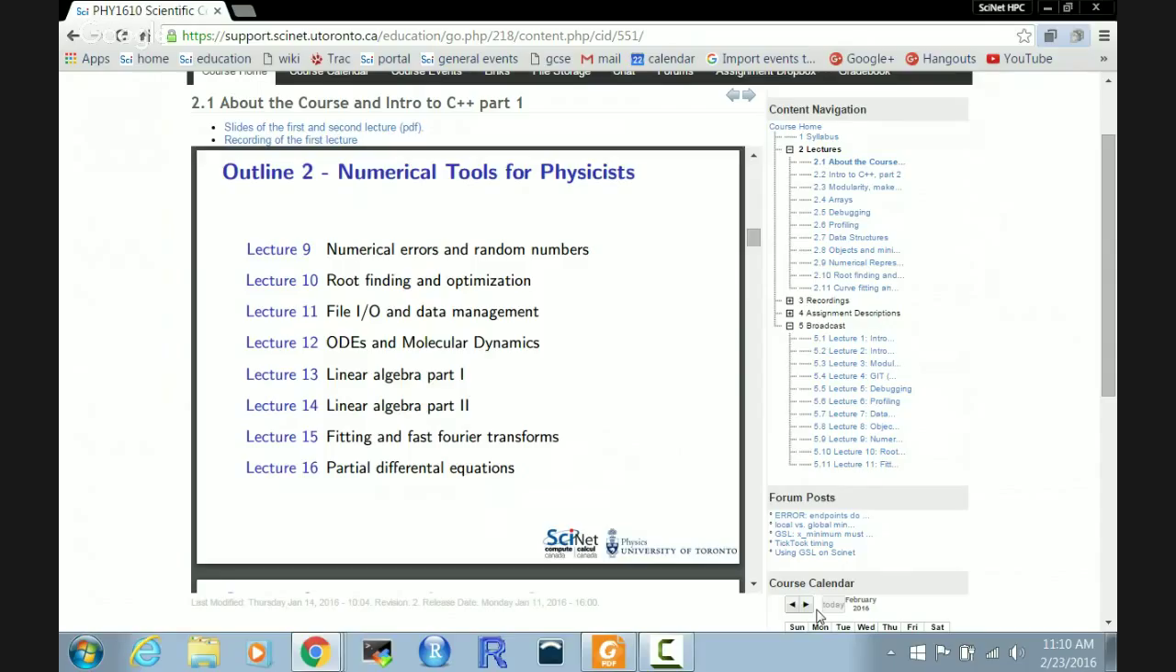The first two, lectures 9 and 10, which we had two weeks ago, we're still on track. We're going to switch around the rest a little bit. So this lecture is going to be about fitting and Fourier transforms, which used to be lecture 15. Then on Thursday we're going to start with a refresher of linear algebra, touching upon all the little things that are useful to know, especially if you're using linear algebra in a numerical context. So that's Thursday, lecture 12.